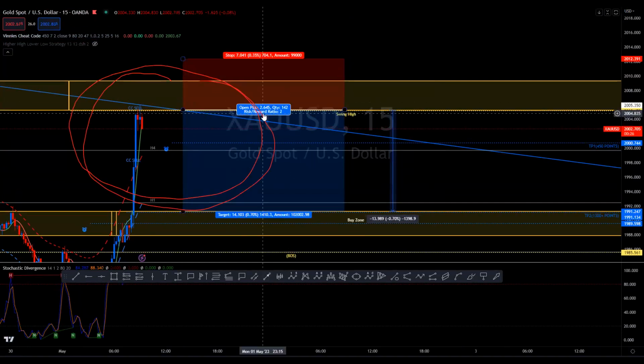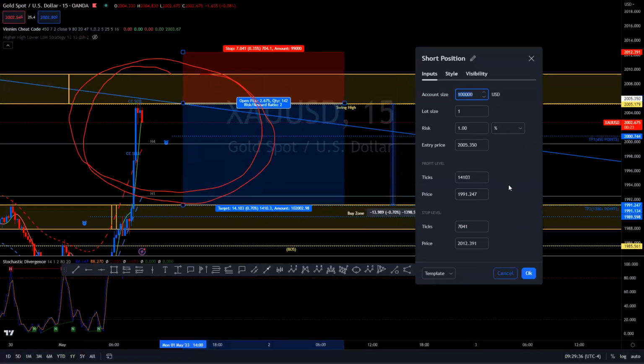Let me go ahead and put in the stop loss and take profit. $2012. 01239.